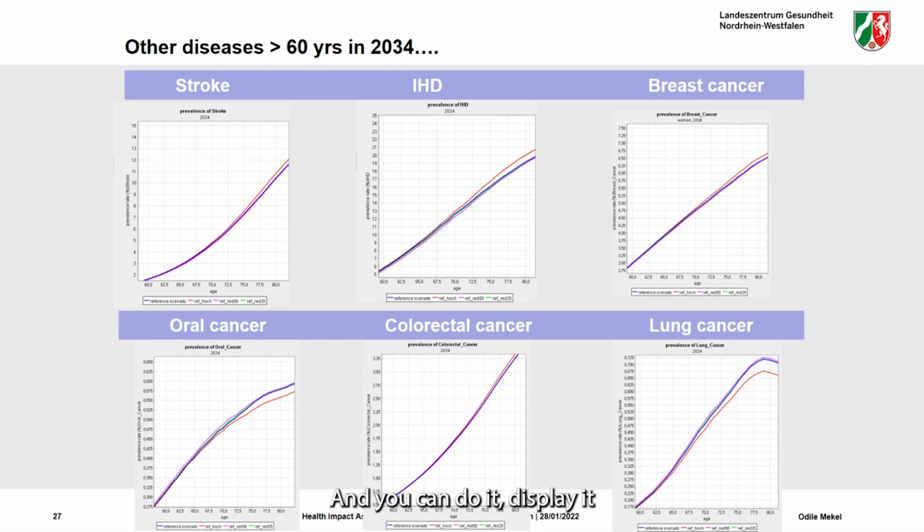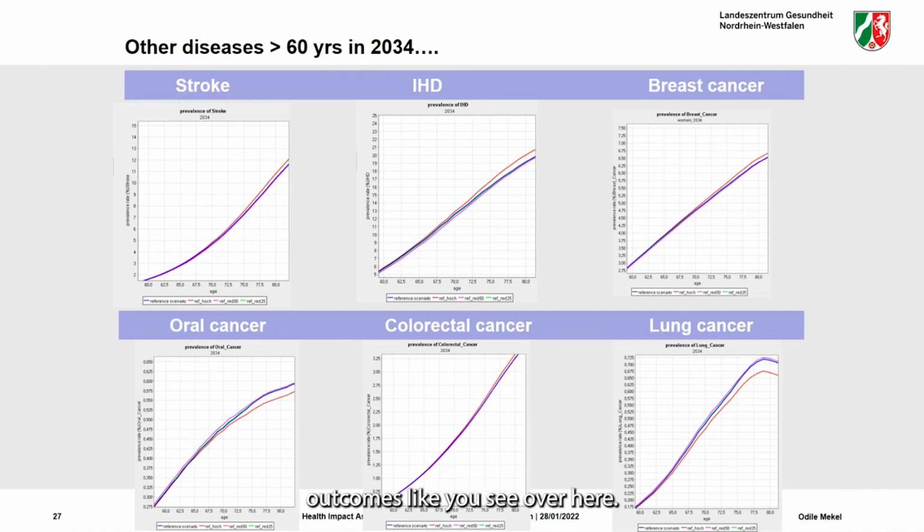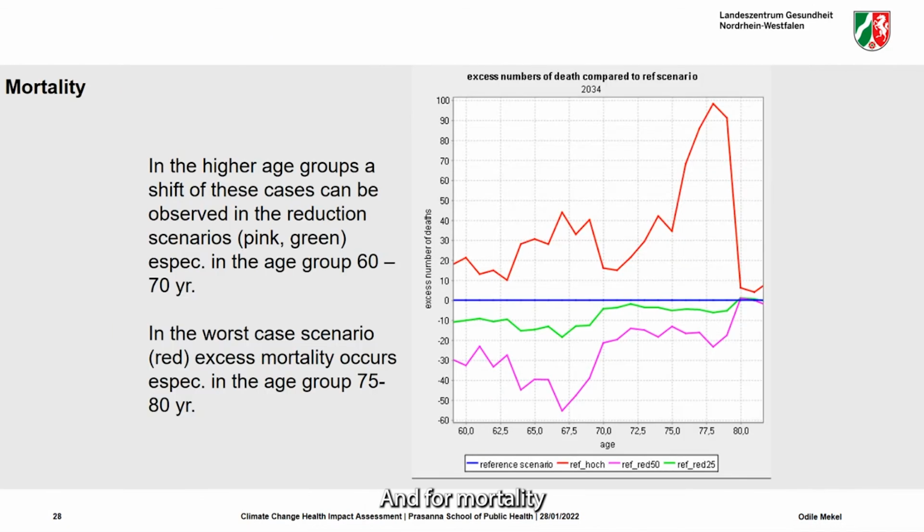And you can do it. I displayed it for diabetes. You can also display and calculate it for other health outcomes, like you see over here. And mortality is also one of the endpoints you can do. You will get all these slides afterwards so that you can go into detail and look at it.